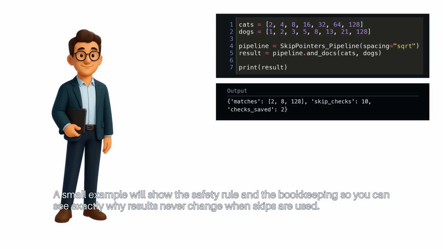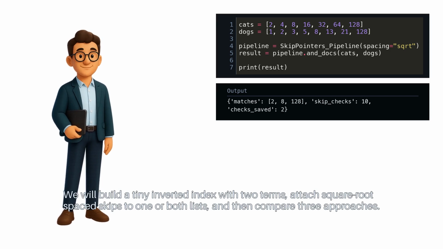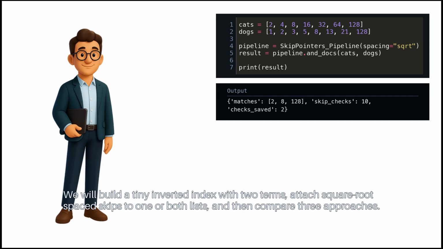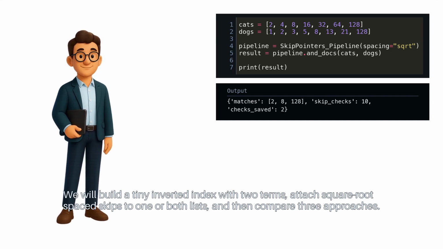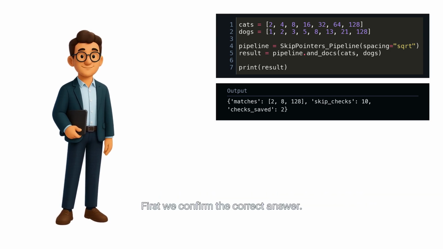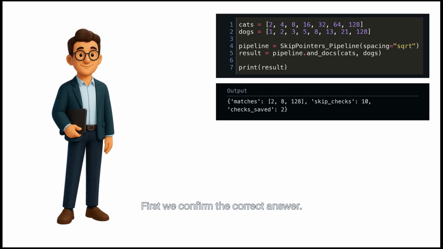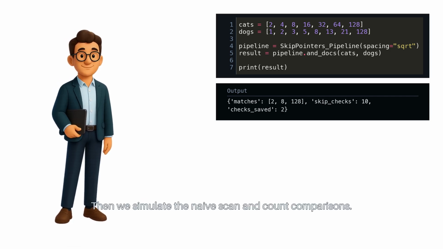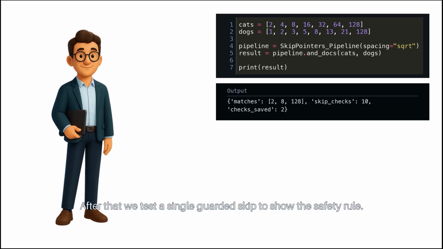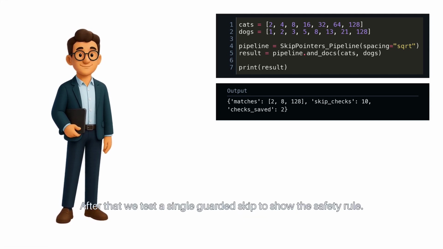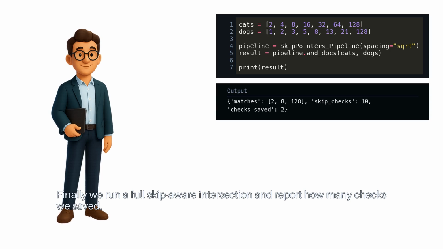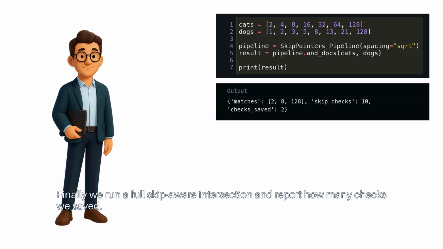when skips are used. We will build a tiny inverted index with two terms, attach square root spaced skips to one or both lists, and then compare three approaches. First, we confirm the correct answer. Then, we simulate the naive scan and count comparisons. Then we build and inspect skip maps. After that, we test a single guarded skip to show the safety rule. Finally, we run a full skip-aware intersection and report how many checks we saved.